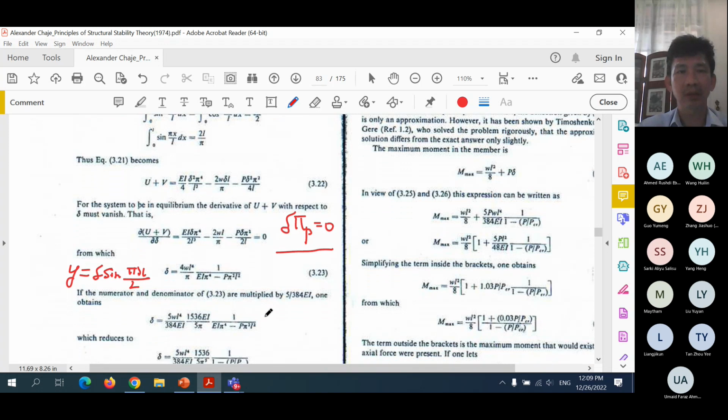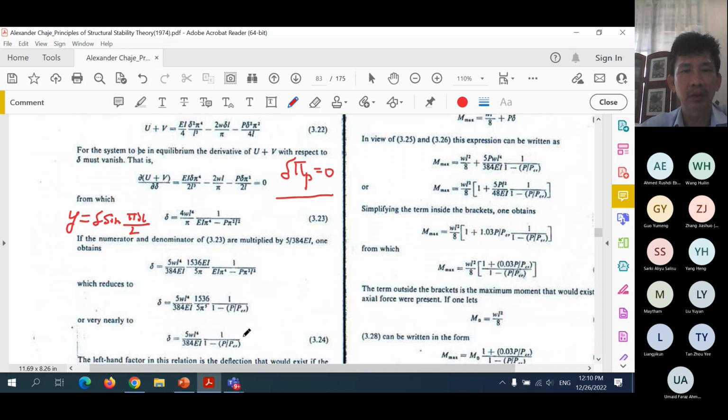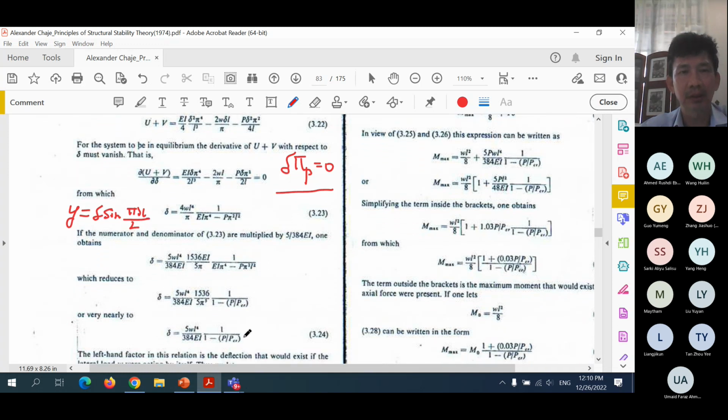Now remember, we want to investigate the effect of having axial load. We look at the maximum deflection. So delta gives us the maximum deflection at the midspan of this beam column. Now we further do some manipulations until we get to this equation. This is the process of rewriting and multiplying the equation in order to get to these equations.